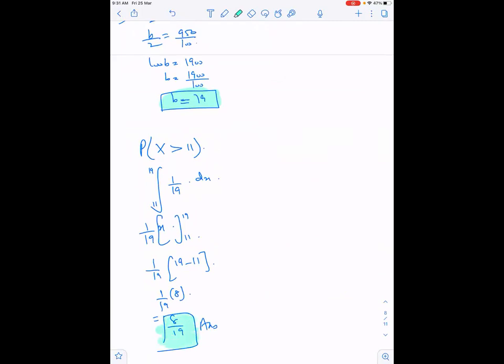Generally, how do we find probabilities with a continuous probability density function? We integrate the function, and then we apply the boundaries. Since they said greater than 11, and obviously the upper bound is 19, from 11 till 19 you have to apply the boundaries and get the probability.